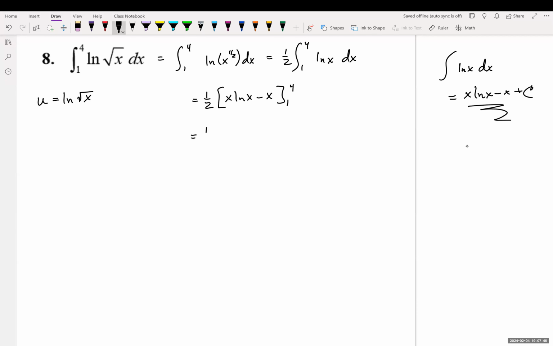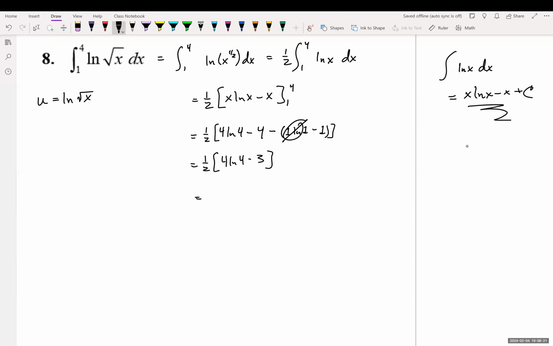So equals 1/2. We have 4 ln 4 minus 4. And then we're going to subtract from that 1 ln 1, which is 0, minus 1, like that. So that's 1/2 times 4 ln 4 minus 4. Again, this zeroes out, and we have minus negative 1, which will be like adding 1. And of course, negative 4 plus 1 is a negative 3.